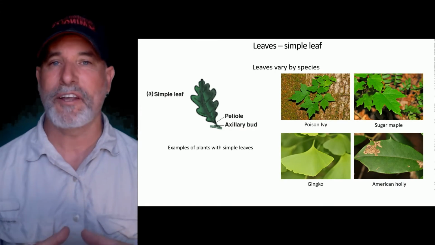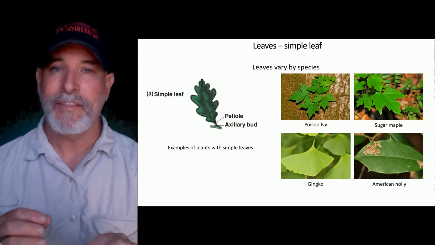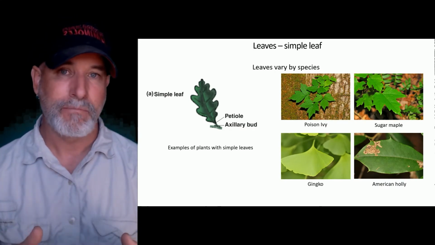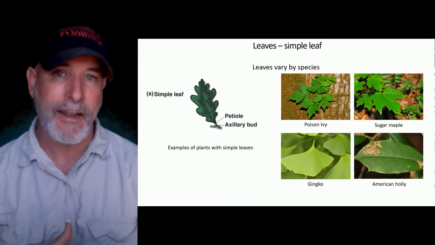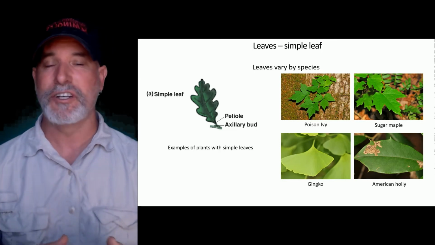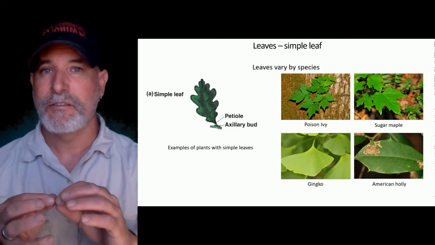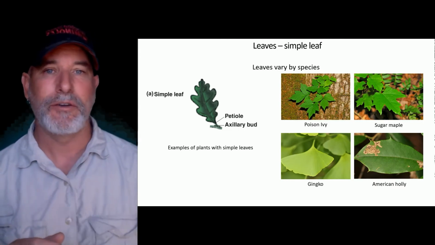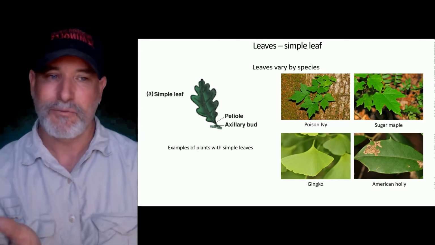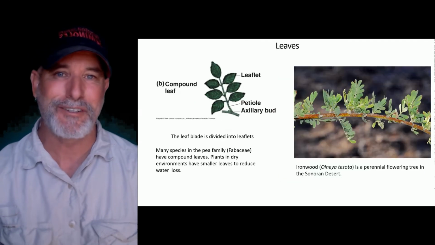So we have what is called a simple leaf. There's the node, and that's where a leaf comes off the stem. And at the base of that is also the axillary bud that can potentially become another stem. But there's this other thing called a petiole, and this is what attaches the leaf to the stem. So a simple leaf, there's just one leaf attached to the petiole, attached to the stem.